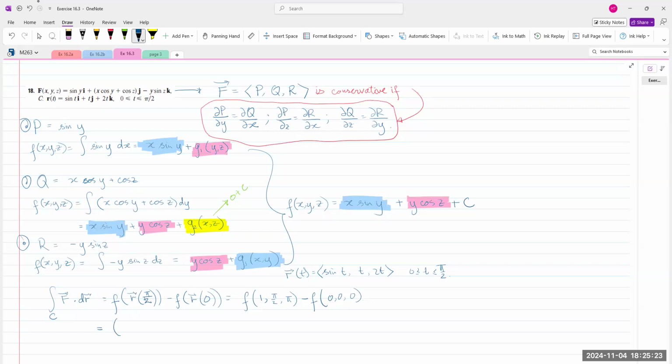Then what is f at 1, pi over 2, pi over 2? 1 sine pi over 2 plus pi over 2 cosine pi plus constant, which you will see is not necessary. The potential function, you still need to put the c. But when you compute the definite integral, you don't need to put the c anymore because they will cancel. This will be 0 plus c. As you can see, this is 1 minus pi over 2. Okay, that's for number 18.